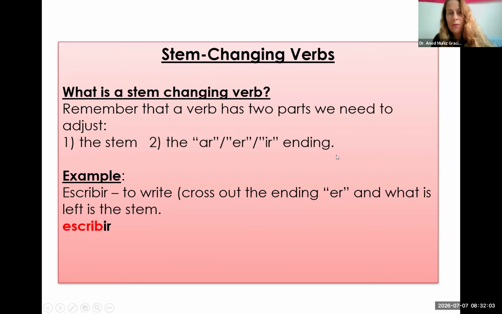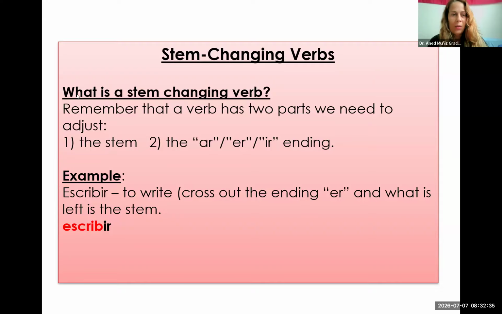So a stem changing verb is a verb that is not really an irregular, because if you know the pattern, you can apply the same pattern to other verbs that are conjugated the same way. So then it's not just like in regular verbs, where we only change the ending according to the subject. For stem changing verbs, you still have to conjugate the ending, but you also have to pay attention to a vowel change in the stem or the root of the verb.